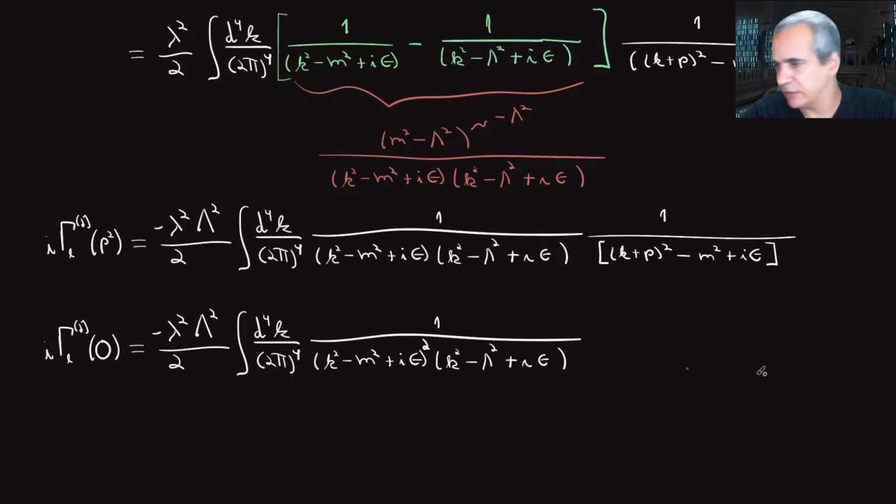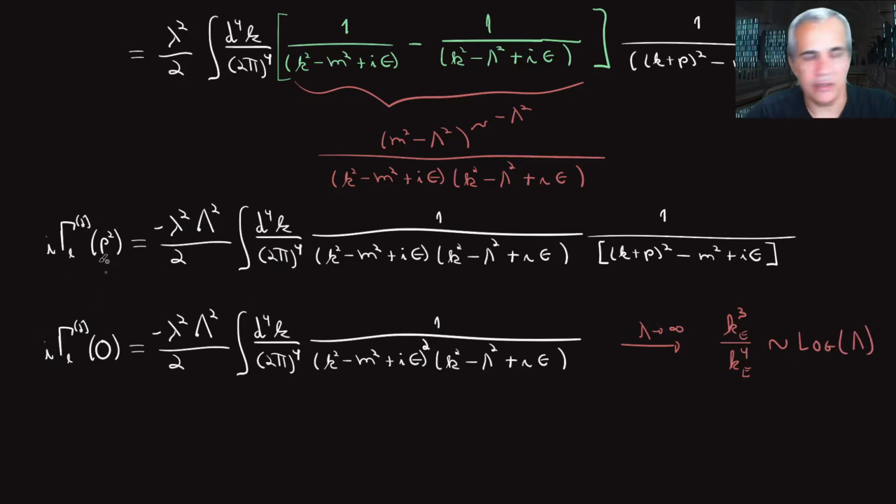And as predicted, this is the divergent part, because if I take lambda going to infinity, this k goes away. What's left is something like a k Euclidean cubed coming from the integration measure, and a k Euclidean to the fourth in the denominator, and that's a log divergence. So that's what we expected.